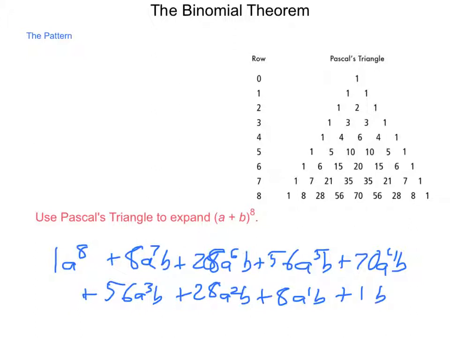Now the b's compensate for what's left. So in our first one, we have a to the 8th. We don't need anything else. Next one, we have a to the 7th, so that gives us a b to the 1st. That way they add up to 8. And we'll continue b squared, cubed, 4th, 5th, 6th, 7th, and 8th powers until we have the full expression. So we can build a binomial expansion using Pascal's triangle.